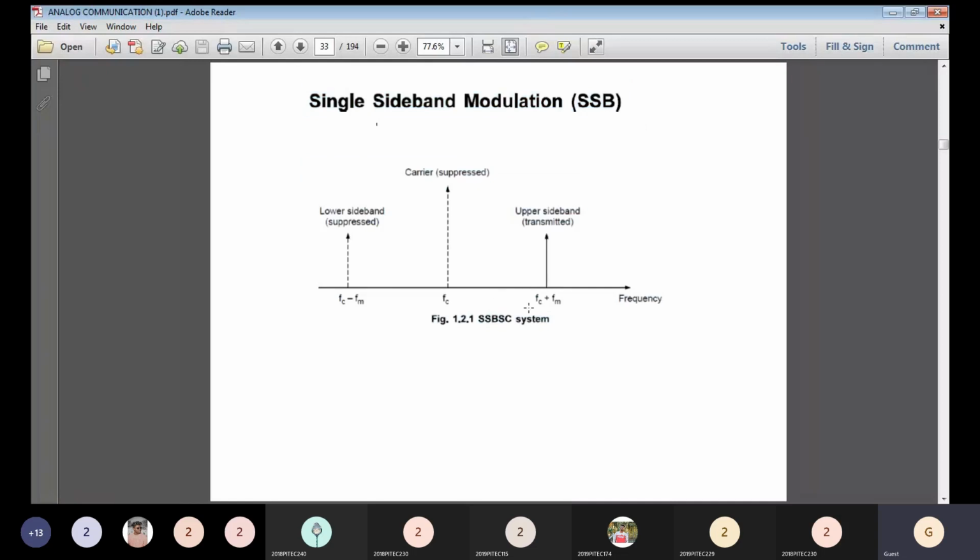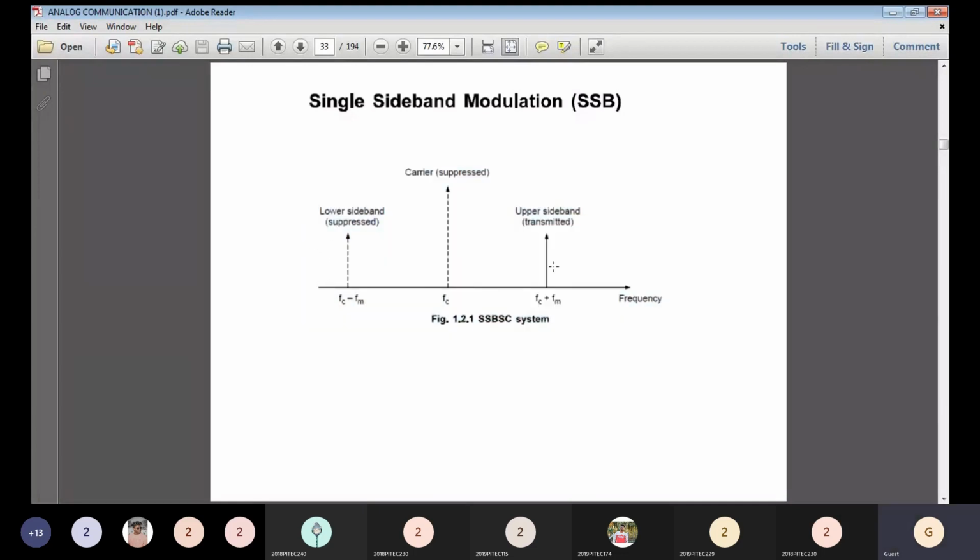This is the power spectrum of the AM wave. So the unwanted carrier is suppressed. Look at the sideband diagrams. Two sidebands are there. Upper sideband is FC plus FM. Lower sideband is FC minus FM. See the diagram. These two sidebands are mirror images of each other. So if you are transmitting two sidebands, the same information is transmitted twice. Once through the lower sideband, another through the upper sideband.